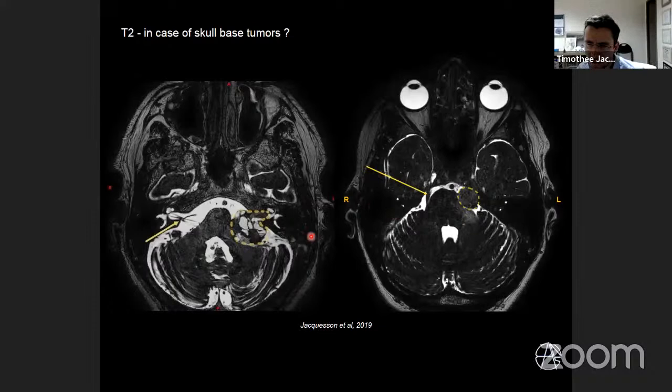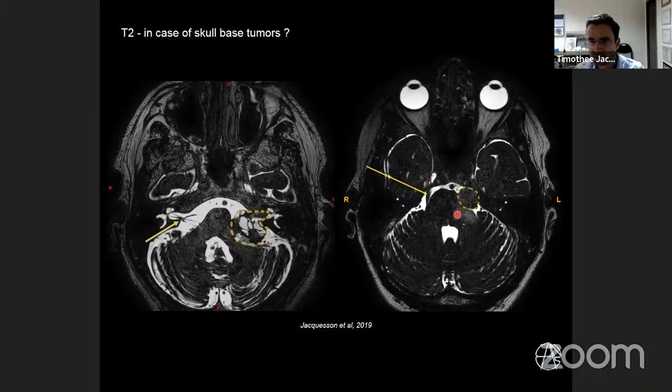If you look at these pictures, on the healthy side, it's easy to see the trajectory of the acoustic facial bundle. But on the tumor side, it's not easy. And most of the time, you can't properly identify the trajectory of the cranial nerves, which are displaced or stretched around the tumor volume. So that's a big issue. You can identify a trigeminal nerve on the healthy side, but on the tumor side, it's not easy.